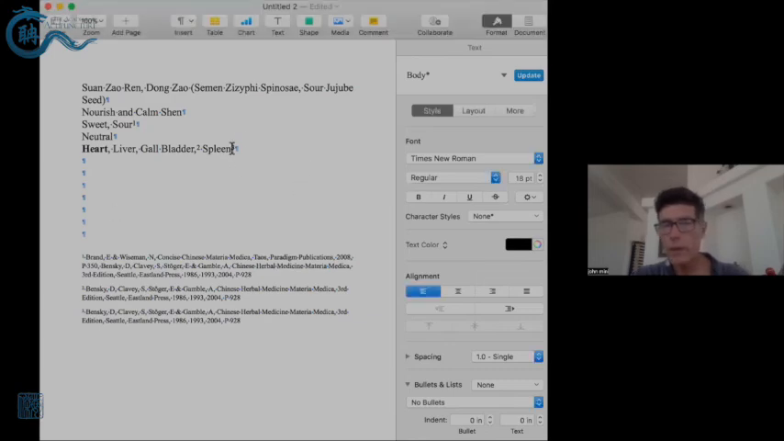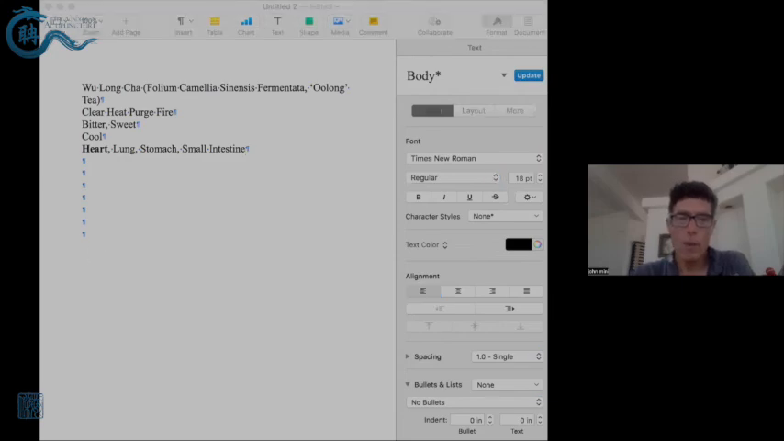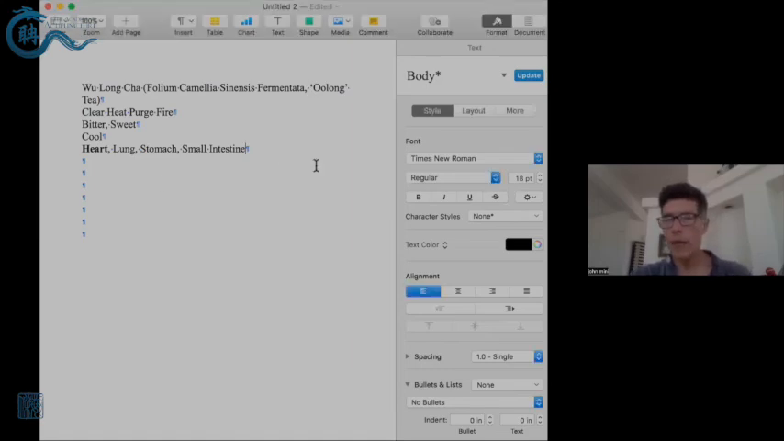You could use something really simple, like oolong cha. Heart, small intestine, that's on our heart line, but we want to call a little bit of Yang Ming in. And it also has that lung, well, in general. That's going to be good for that acute heat invasion anyway, right?